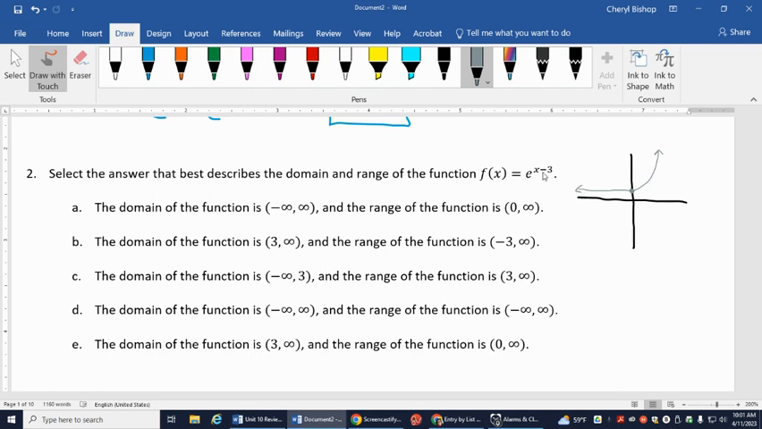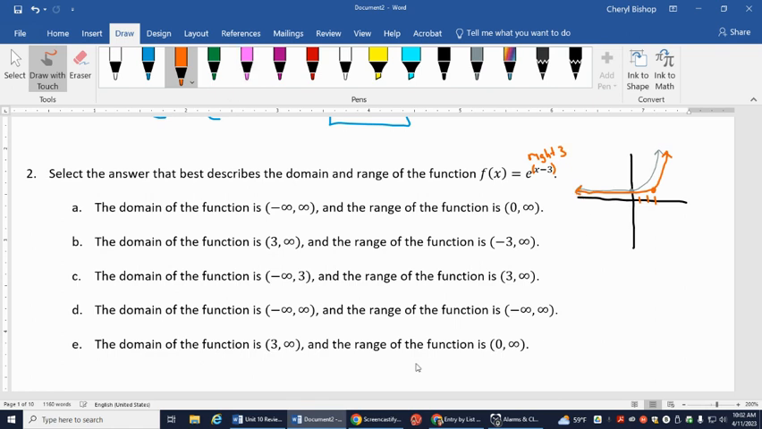That's the parent function. When I subtract 3 up here with the x, what that's going to do is move me in which direction? To the right 3. So right now I'm here at 0. I'm going to move over 1, 2, 3. I'm going to be here, and so my new graph is going to look something like this.